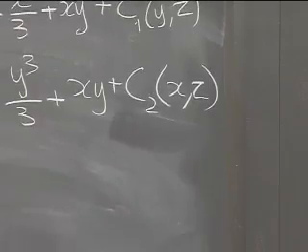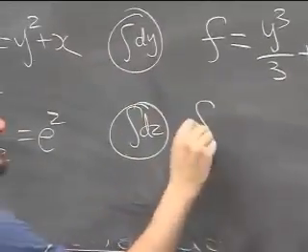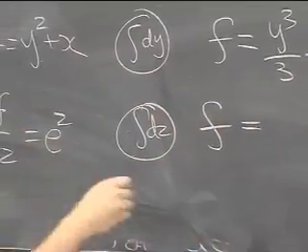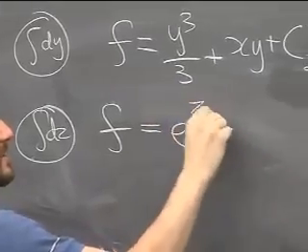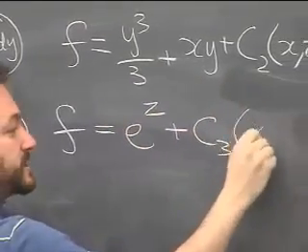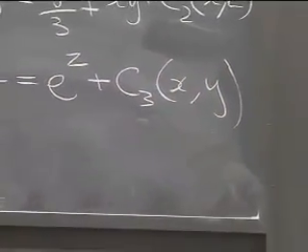And finally, integrate the last one with respect to dz, and you'll get f equals e to the z plus some other constant, this time depending on x and y. And what you have to do is take these three expressions for f and amalgamate them, make them all true. And so it's not hard to do.